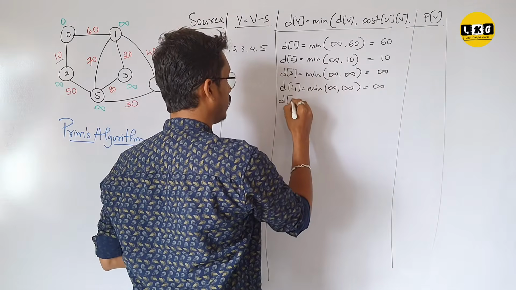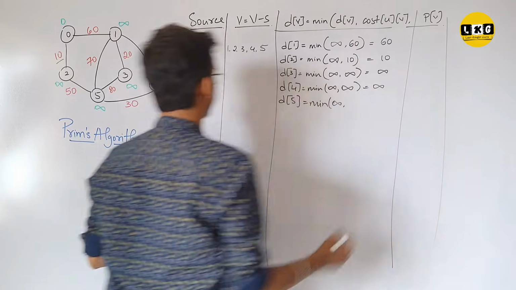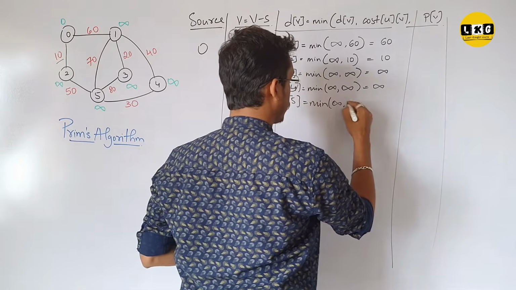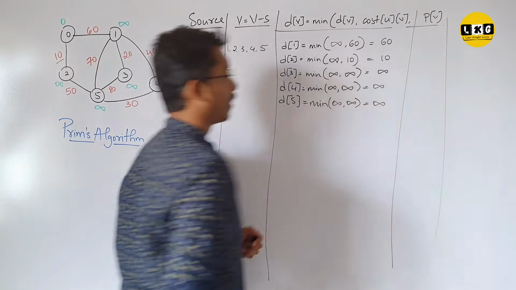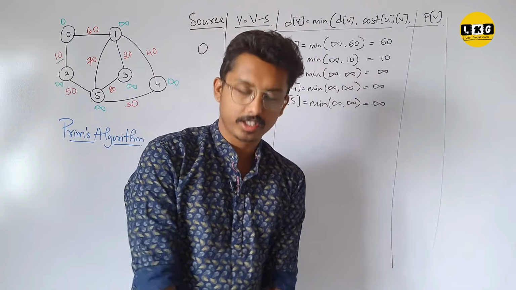Same thing for d of 5. Minimum of infinity, comma, 0 to 5, is there any route? No. So this also will be equal to infinity. So this completes our first iteration.